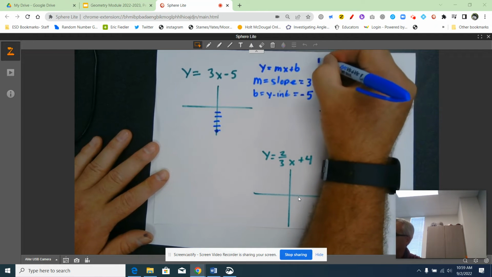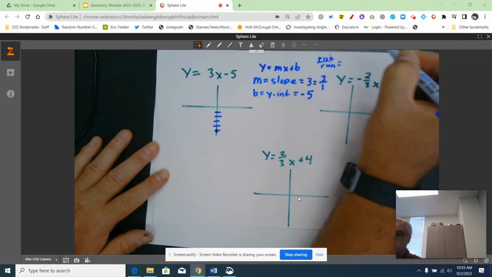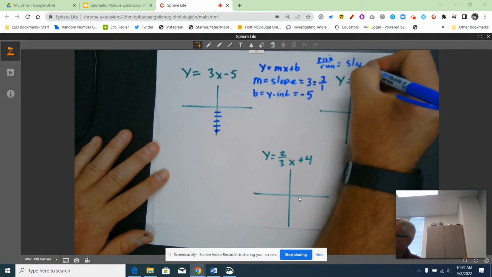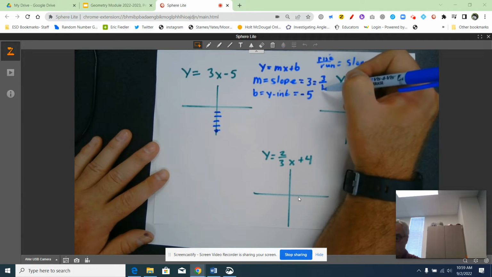It's rise over run. I better write that down. Rise over run equals slope. So put it as a fraction. If it's just a whole number, then write it as 3 over 1.